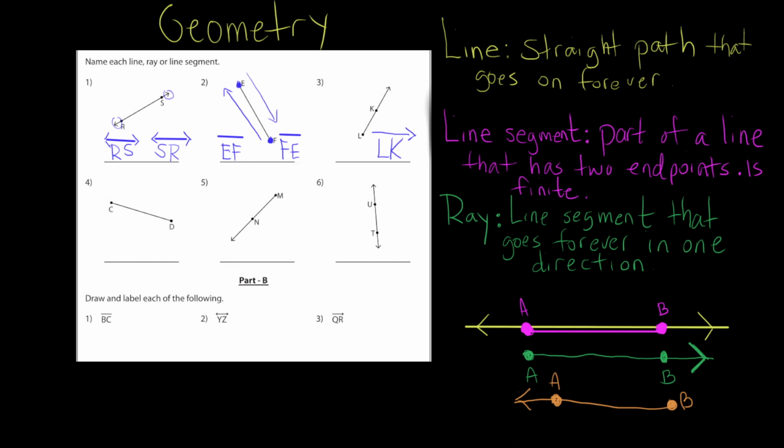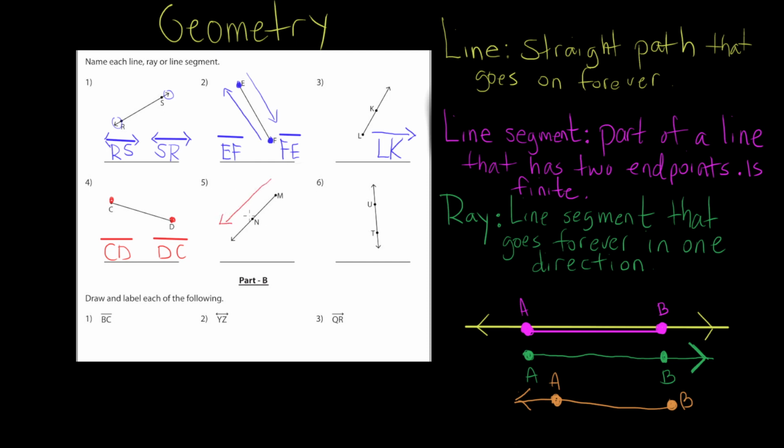Alright, let me just get another color for some clarity. So once again, we have an endpoint here and an endpoint here. It does not go on forever, so this is going to be line segment CD or line segment DC. And to show it's a line segment, we simply draw a line over it.